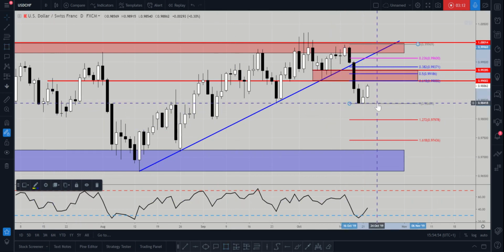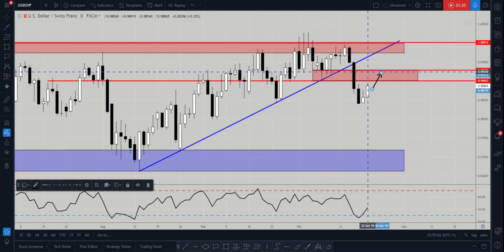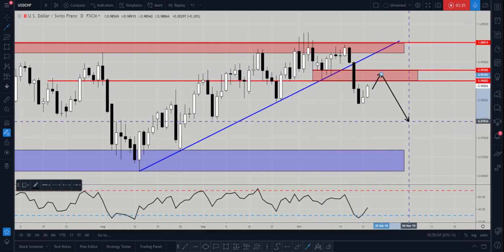Okay, so that's using the fib in line with that. So I can get rid of that fib now. I know that there's a bit of a confluence in this area. So if I was to look for anything now, I'd look for price to come into this zone, print some bearish price action, and then we can look for the continuation trade off the back of that.